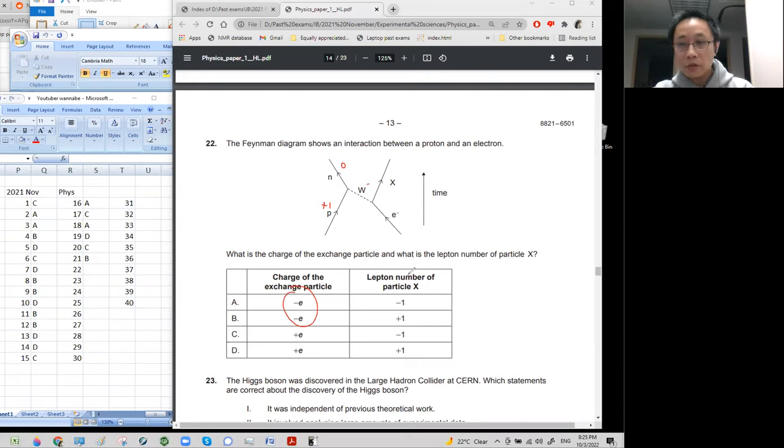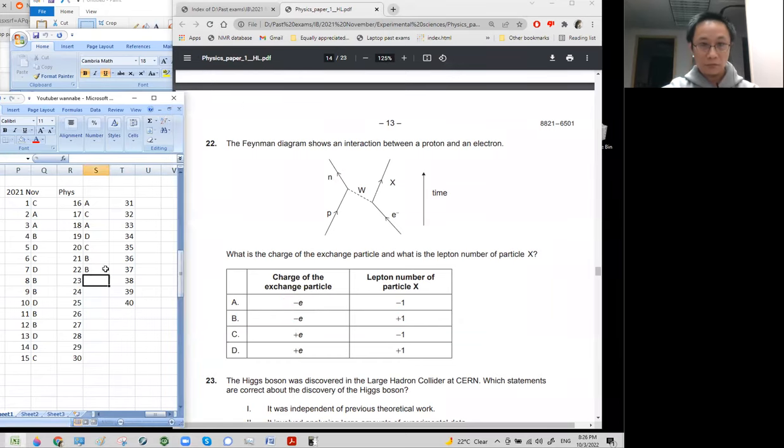Lepton number of particle X. The exchange particle itself has no lepton number, and meanwhile the electron has a lepton number of +1. Therefore, the particle X should also have a lepton number of +1. If they show you this question in this paper as a paper 2, then you have to recognize that this is an electron neutrino, and this process is actually called electron capture. So the answer should be B.